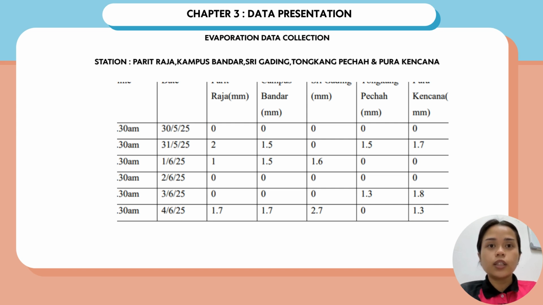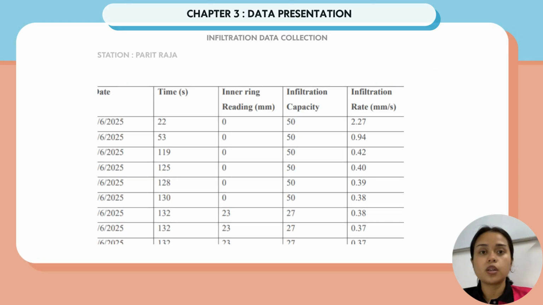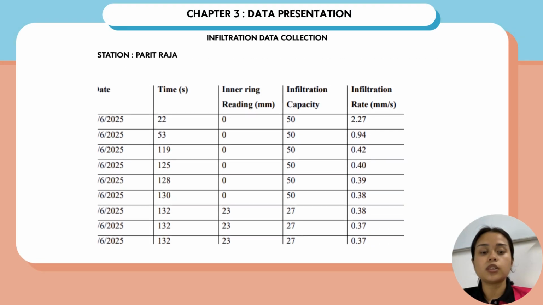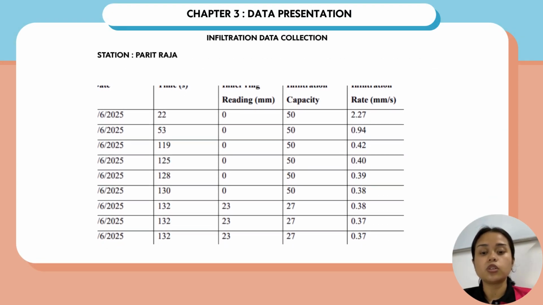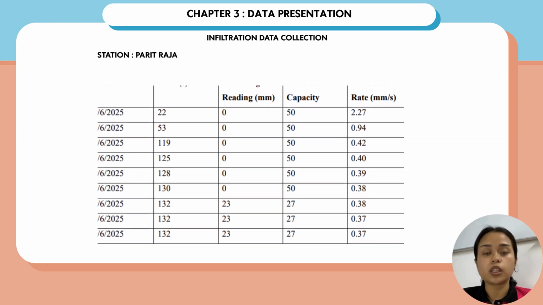While for Sri Gading, the evaporation only happened on 1st of June and 4th of June. For Tongkang Pecah, it occurs on 31st of May and 3rd of June. Last but not least, at Pura Kencana, the evaporation only happened on 31st of May, 3rd of June, and 4th of June. For infiltration data collection, the time reading will start from slow until it becomes constant time reading.